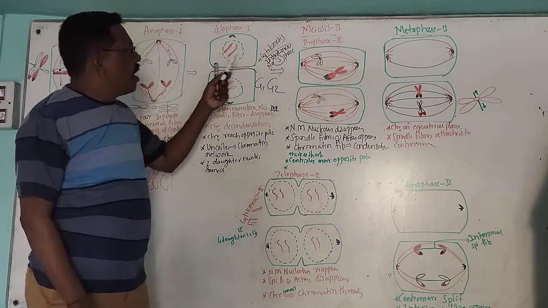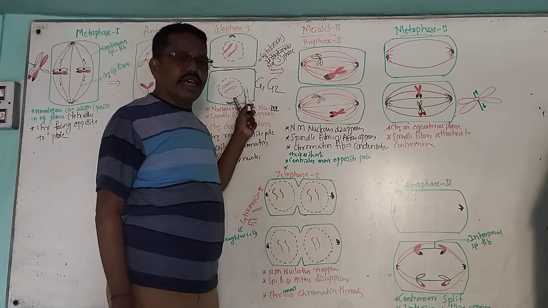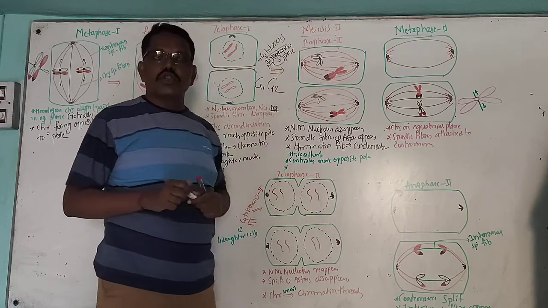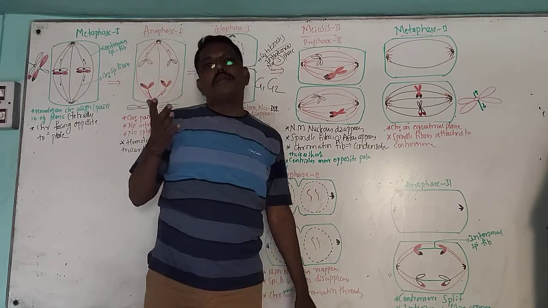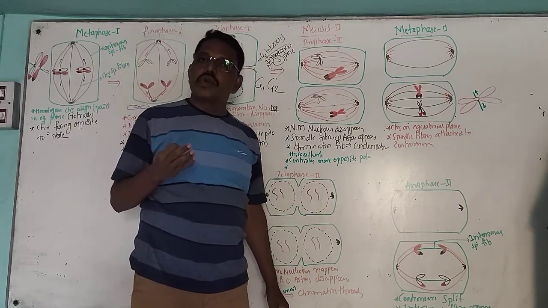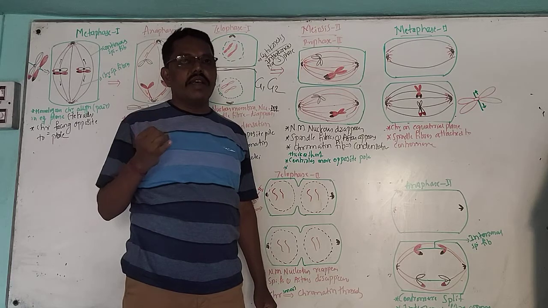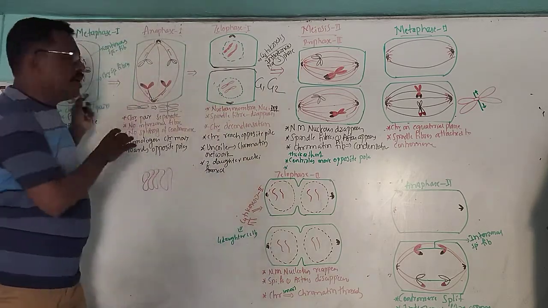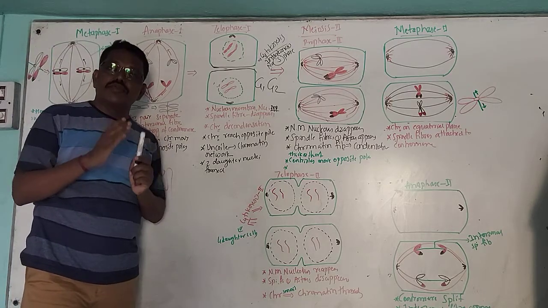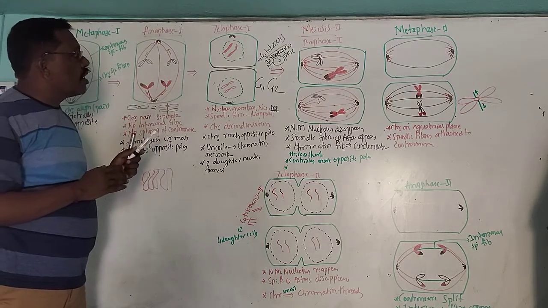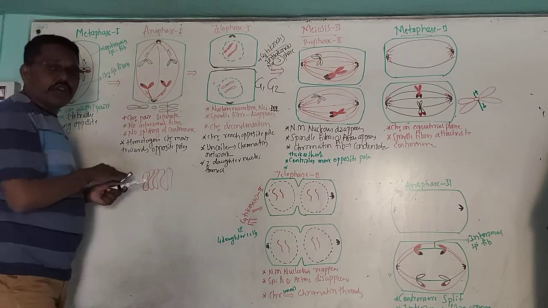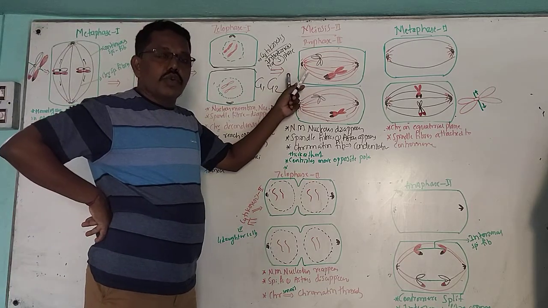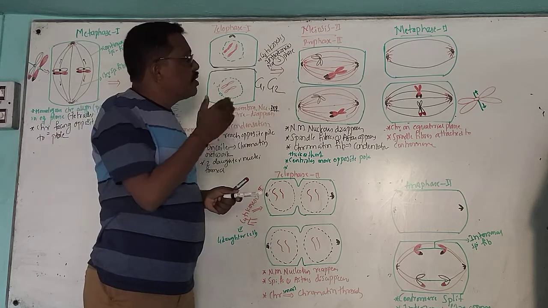Then when these two cells enter into meiosis 2, once again we will see prophase 2, metaphase 2, anaphase 2, and finally telophase 2. The division in mitosis as well as in meiosis 1 occurs longitudinally, but in meiosis 2, vertical division happens.